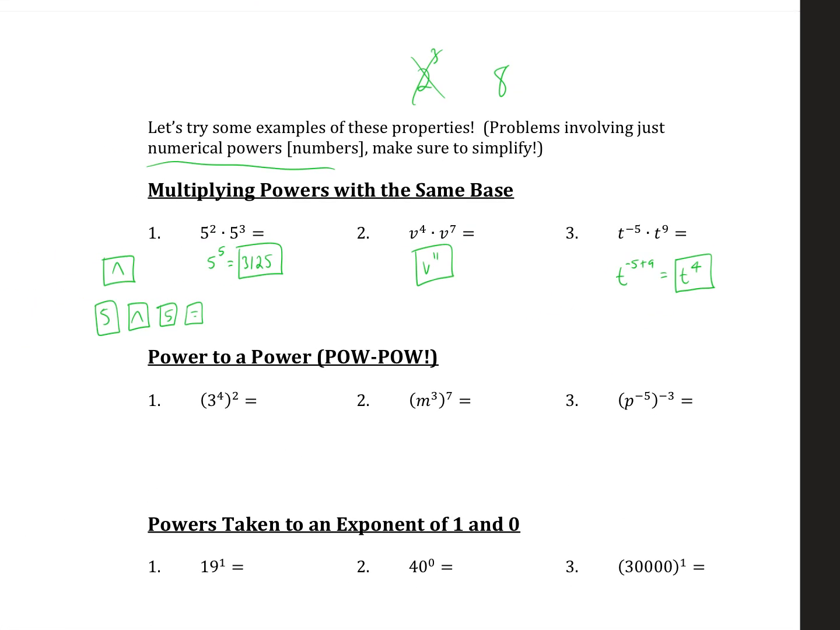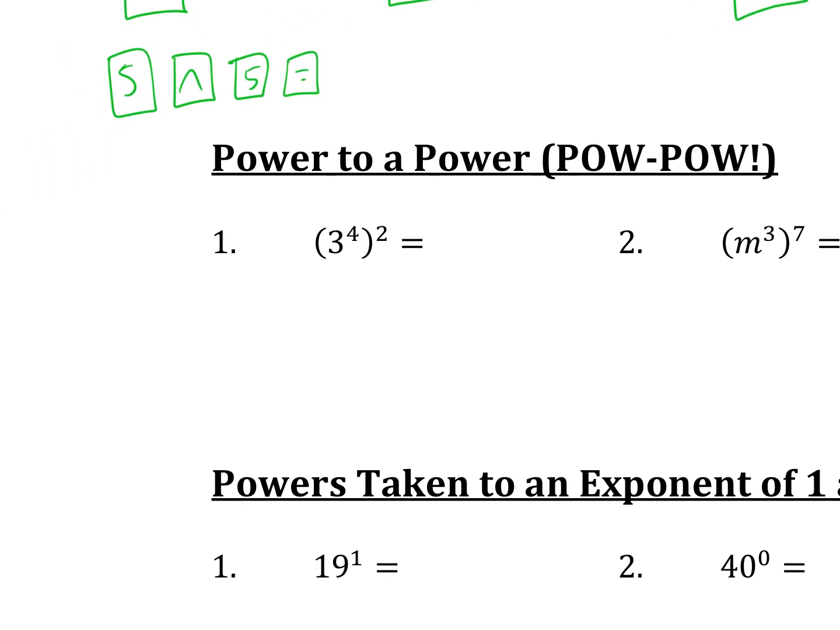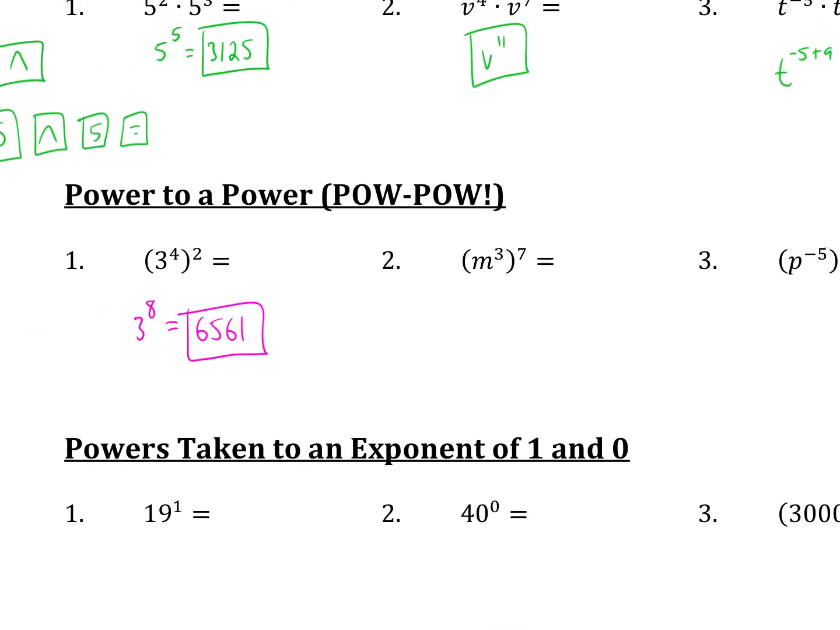All right. If you guys want to try the power to a power, now we've gone through some of these, give it a try. All right, so 3 to the 4th all to the 2nd is going to be 3 to the 8th. Okay, 4 times 2. We're not quite done, though. We got to plug 3 to the 8th in our calculator, which is going to be 6,561. All right, number 2.